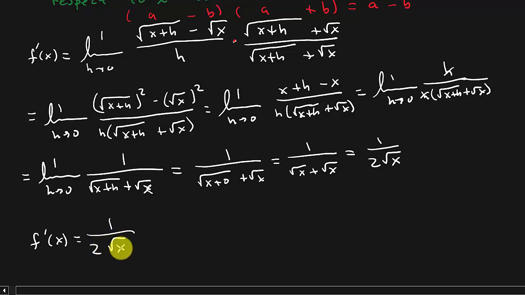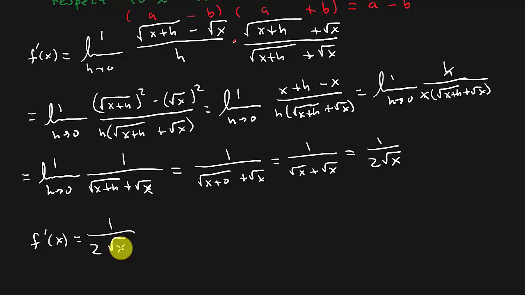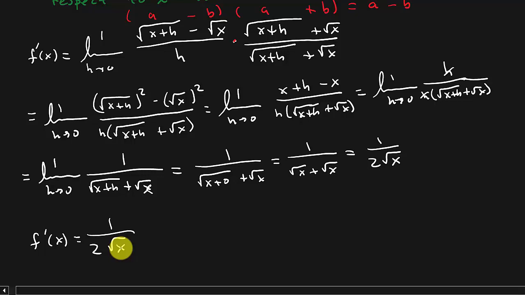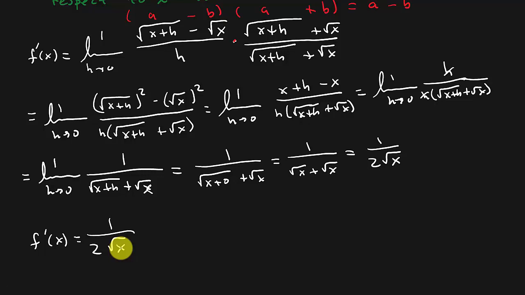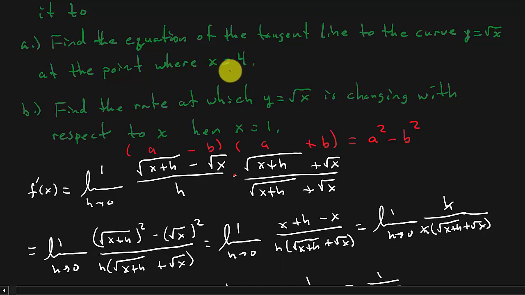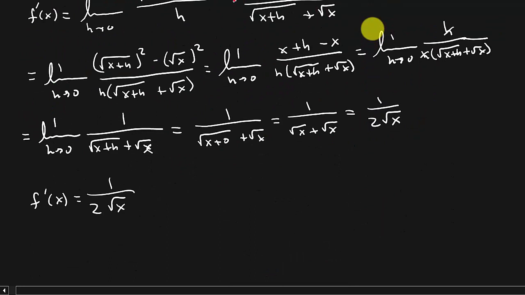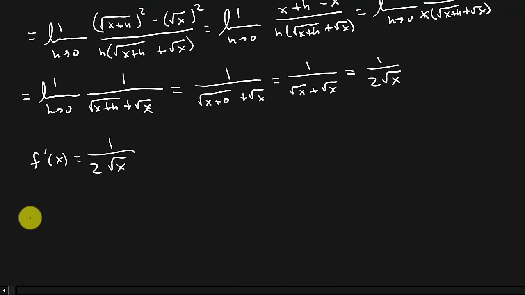All right, so now what are we trying to find? We're trying to find the equation of the tangent line. So we're finding the equation of a line. So what do we need to find the equation of a line? Well, we need the slope and we need a point on the line. So at what point? When x is equal to 4. So this is part A. So when x equals 4, and it's for the function y equals the square root of x.